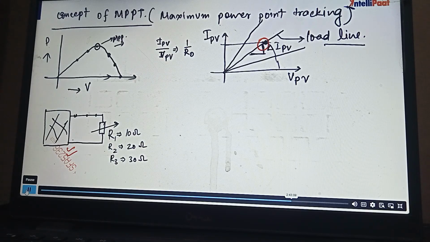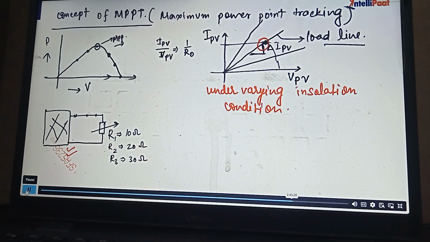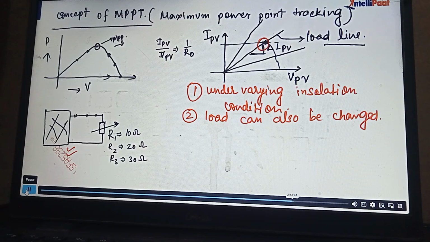So what do we have to do? Under varying atmospheric insolation conditions, I'm telling you why this MPPT is required. Number one, there is variation in the insolation. Number two, the load can also be changed. So what we will do is make sure that this panel sees a constant total resistance, and it is at MPP.